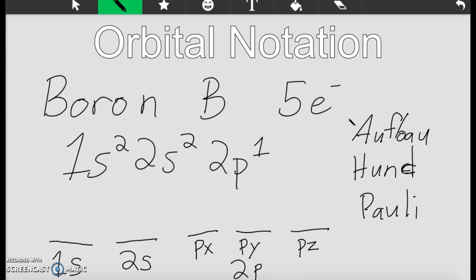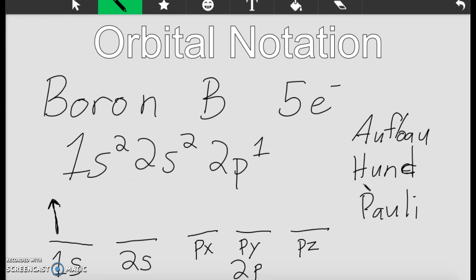Aufbau says we start at the lowest energy. Our lowest energy, 1s. So we're going to start there, put our first electron. Now Pauli says that they have 2 orientations. They can either have an up spin or a down spin. It's arbitrary, so I like to start with up because positivity. Why go negative if we don't have to?